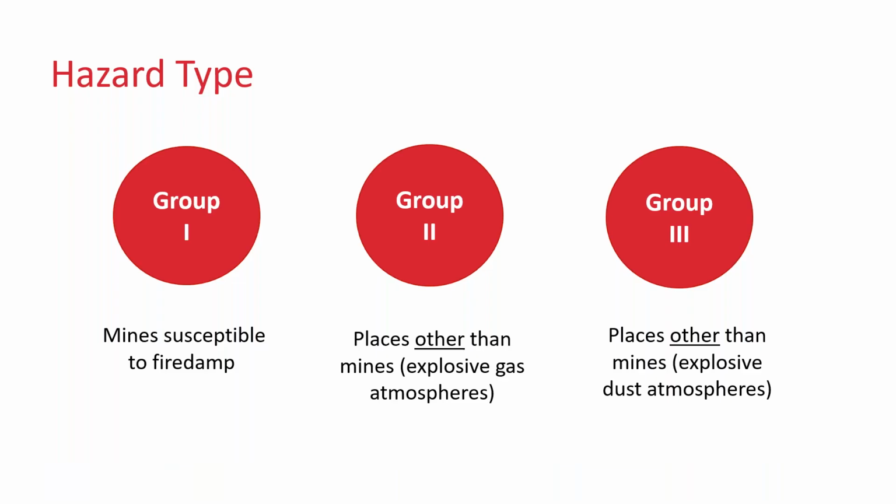So there are three types of hazard. Group 1 is mines or underground applications susceptible to fire damp. Fire damp is another term for methane mixed with air in underground mines. But the two most popular groups we come across are groups 2 and 3. Now these are both above ground installations. Group 2 is for explosive gas atmospheres and group 3 is for explosive dust atmospheres.